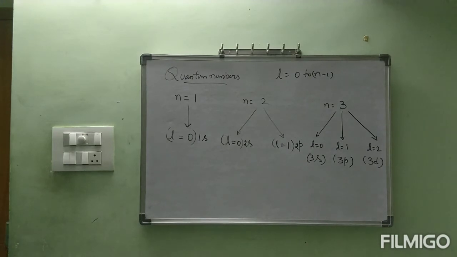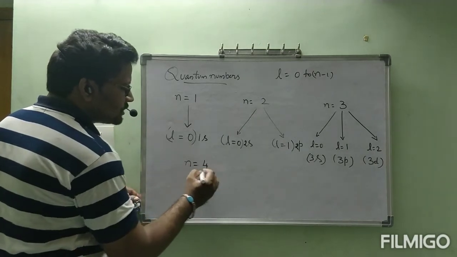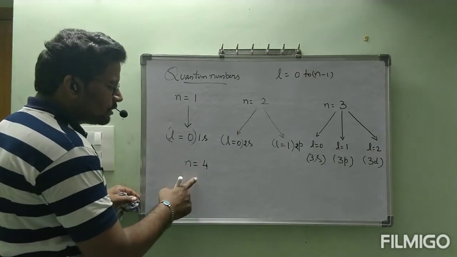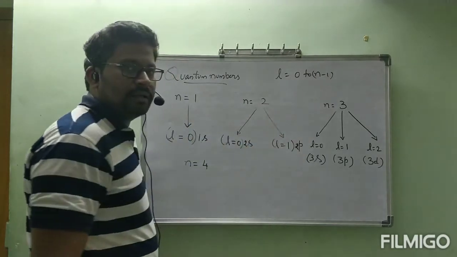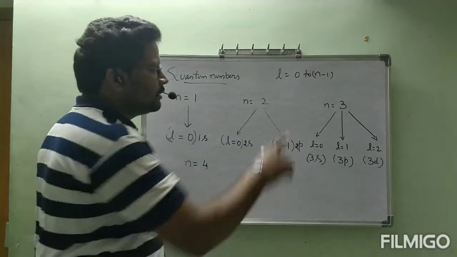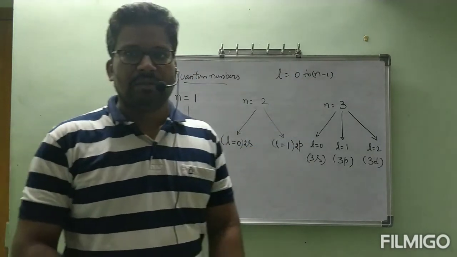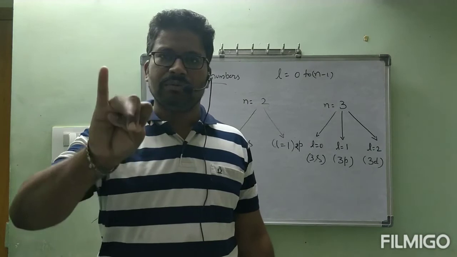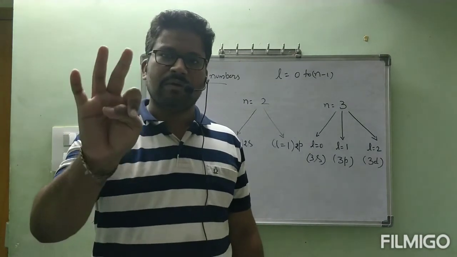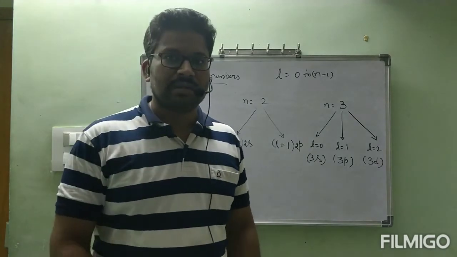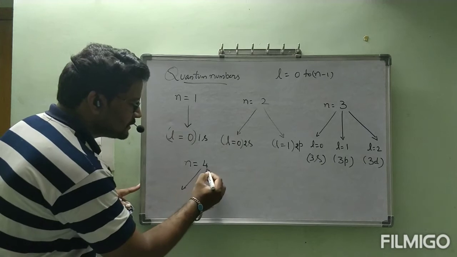Now if you want to check N is equal to 4, I will write on the board. N is equal to 4 also. Let us see. Fourth shell. N is equal to 4. Keep this 4 here. 4 minus 1, 3. 0 to 3, how many values? 0, 1, 2, 3. 4 values are possible. So, fourth shell has 4 subshells.